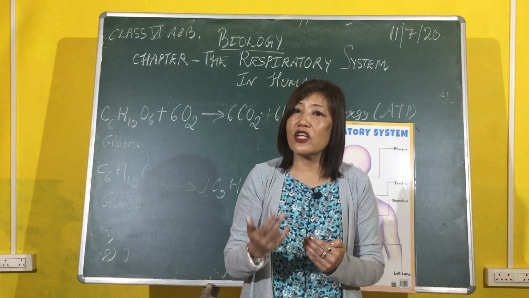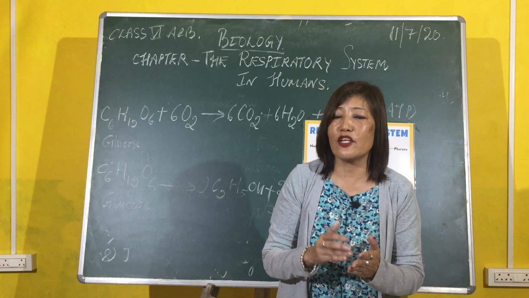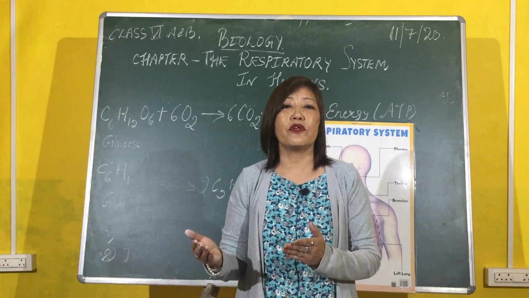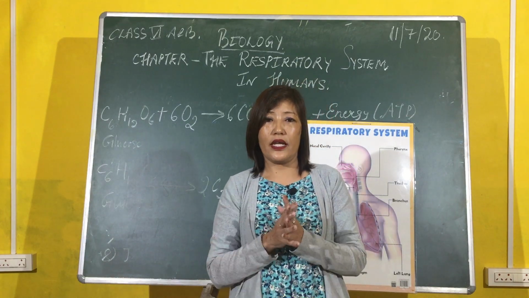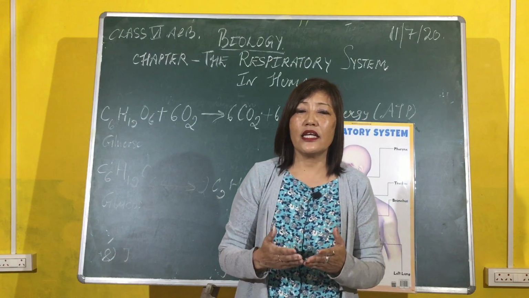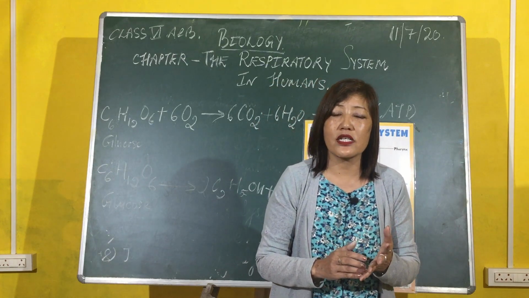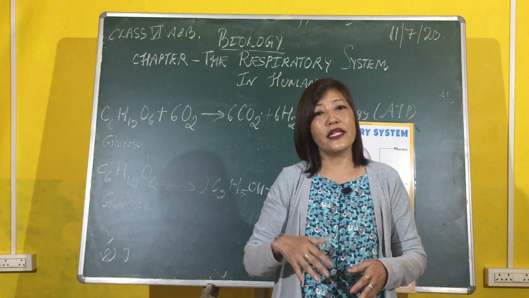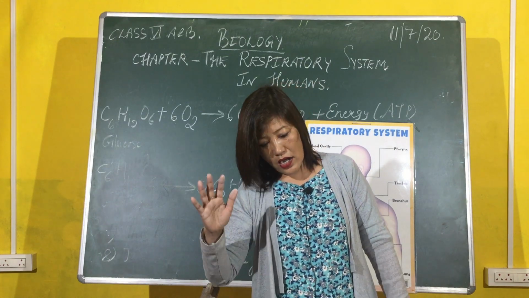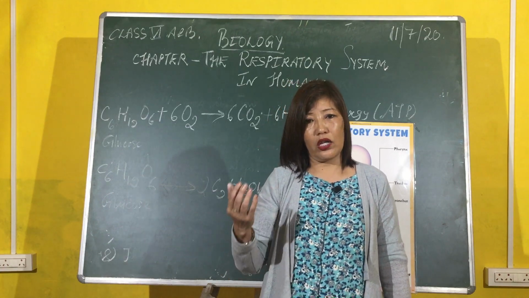The energy that is released in aerobic respiration is 38 ATP, and the energy that is released in anaerobic respiration is 2 ATP. And if you see the end products, then in aerobic respiration the end products are carbon dioxide and water, and in anaerobic respiration the end products are carbon dioxide and ethyl alcohol.